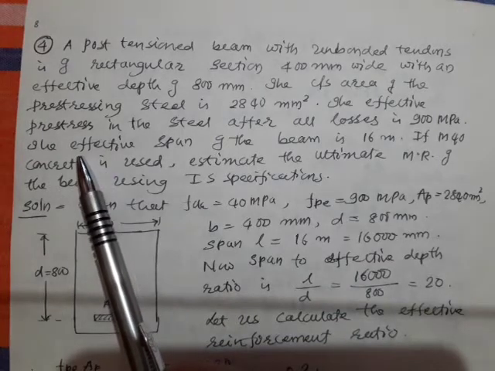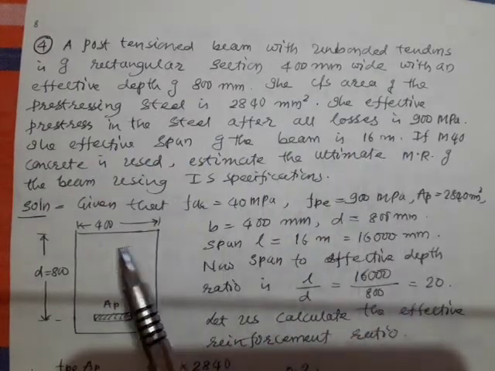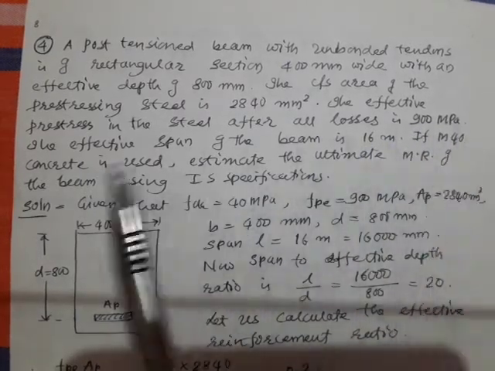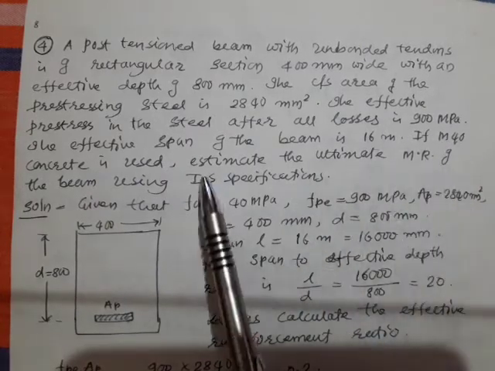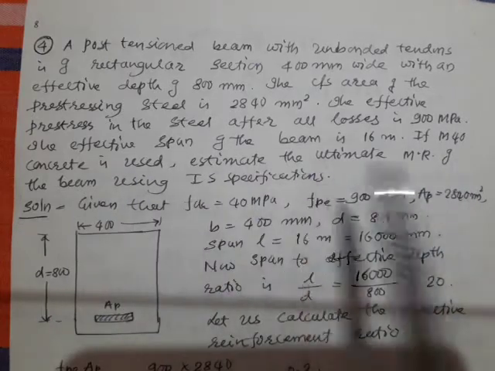The effective span of the beam is 16 meter. The effective span he has given, it is 16 meter. If M40 concrete is used, M40 means FCK is 40. Estimate the ultimate moment of resistance of the beam using IS specifications.